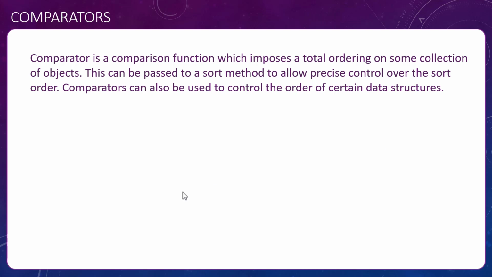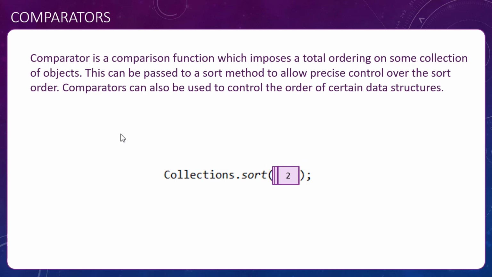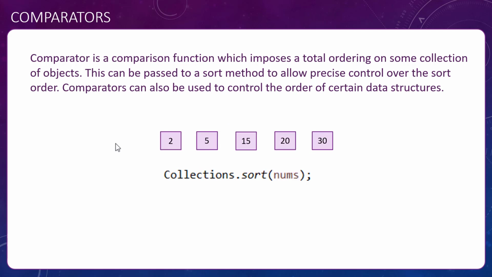For example, we have integers 15, 5, 30, 20, and 2. Imagine these integers are in an array or maybe a list, and then we want to sort them. So how are we going to do that? We would use Collections.sort, and pass the list to this sort method, and it would result in a sorted list. As you can see here, 2, 5, 15, 20, and 30.